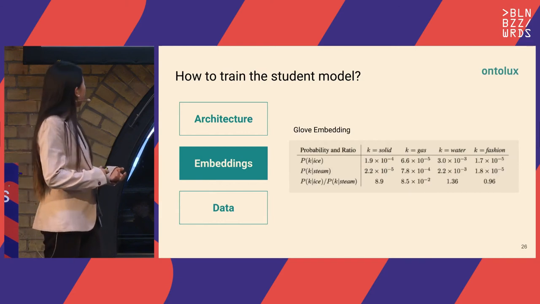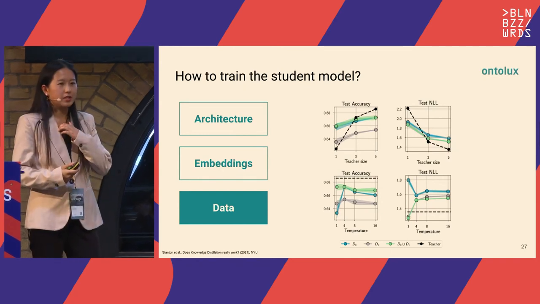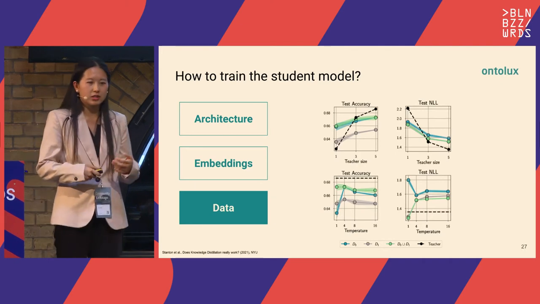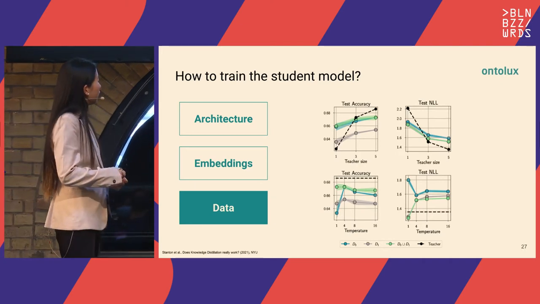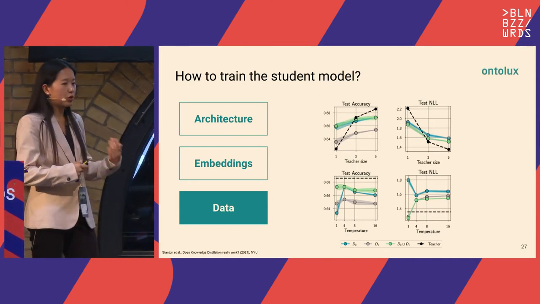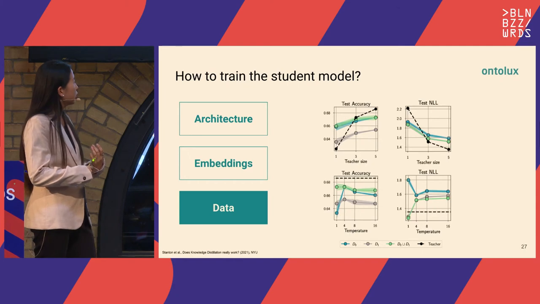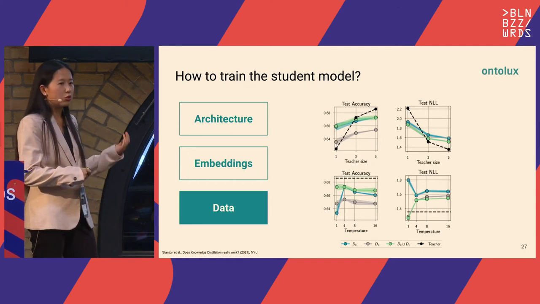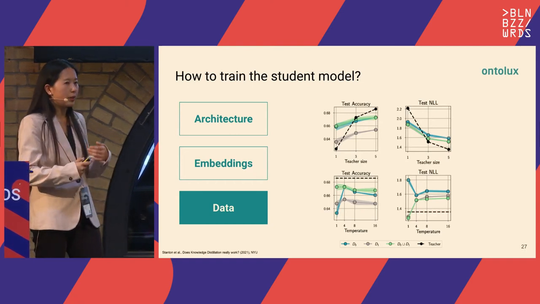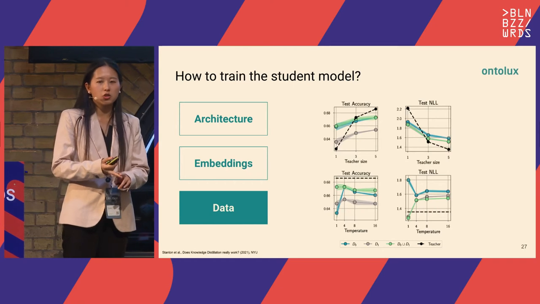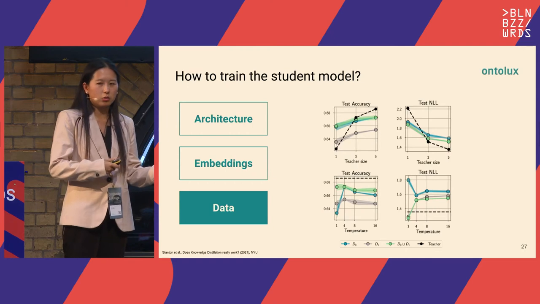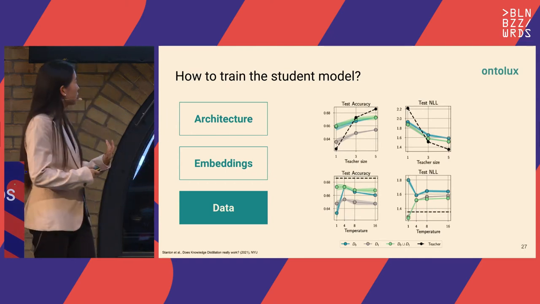And lastly is the data, because as we mentioned, we could generate as much training data as possible for our student model. So how much should we train? To answer that question, we also looked into the literature, and the result is that a combination of the training data of the teacher together with the newly tagged data from the teacher model would be best for the result.